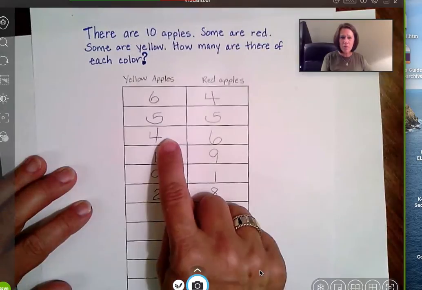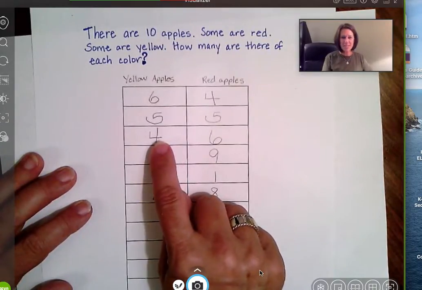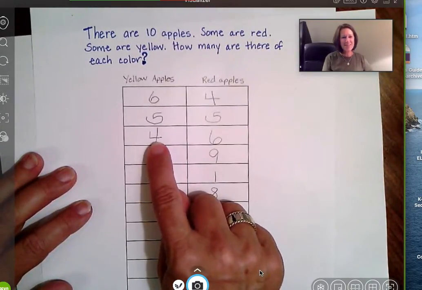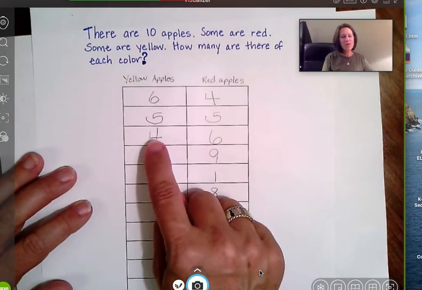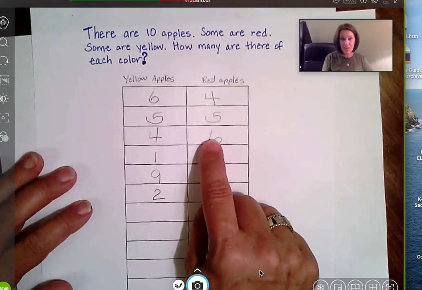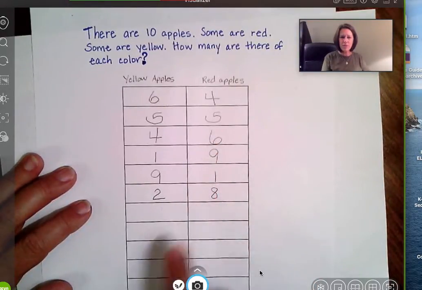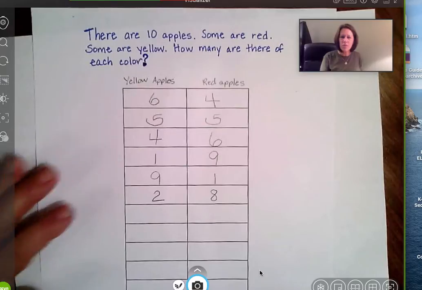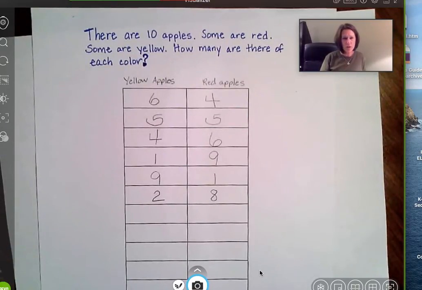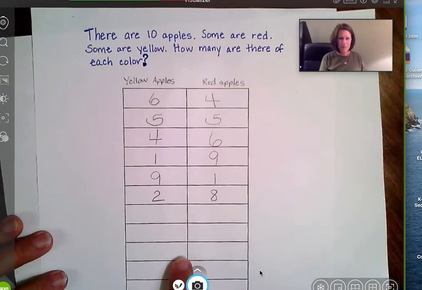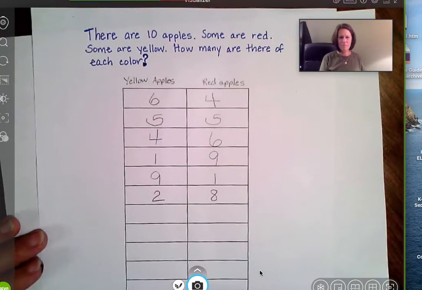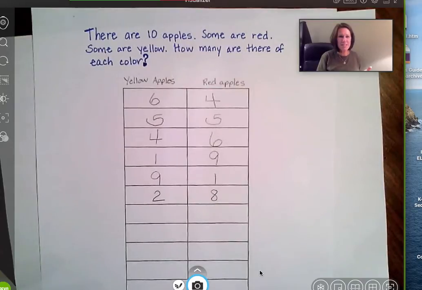5 plus 5 is 10. And then I thought, I'm going to use that turnaround rule. Do you see it? Yeah. 6 plus 4, so then I knew 4 plus 6. That's really coming in handy, isn't it? And I went on and I did a few more number pairs that could be how the apples are some red and some yellow. But I'm missing some. Which ones are missing?